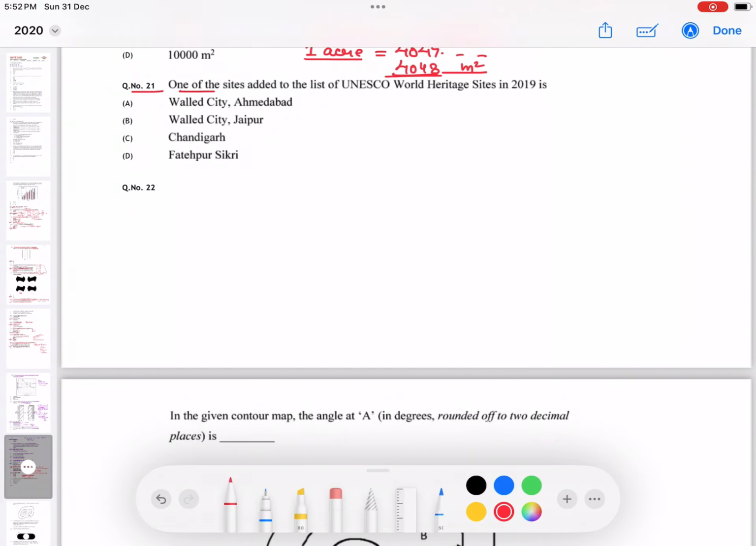Question number 21. One of the sites added to the list of UNESCO World Heritage Sites in 2019 is. So the answer for this one is Walled City, Jaipur. Now I may ask you this question, why is it called the Walled City of Jaipur?